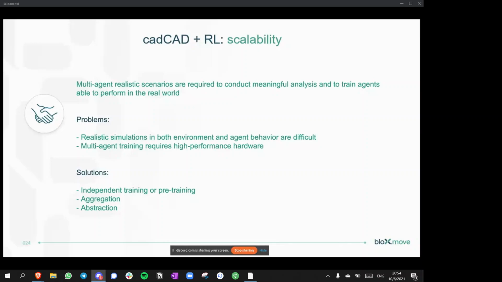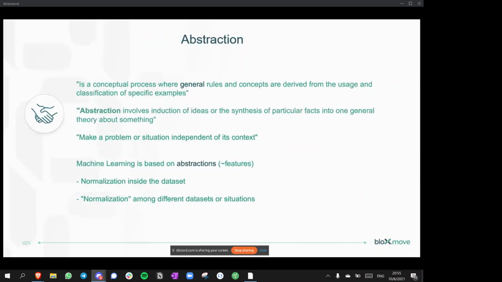The solutions are independent pre-training. It is not the same training 100 agents from scratch as training 100 agents that are at 80-85% of the capabilities and just need to fine-tune the final stage of their behavior. Aggregation, in terms of how can I benefit from the work that other people are doing, and this goes into the direction of a community, this goes into the direction of a catalog of trained agents for specific behaviors. And the last one is the abstraction. And abstraction, I will try to be short here.